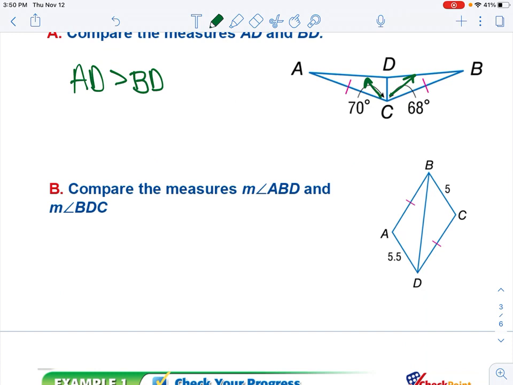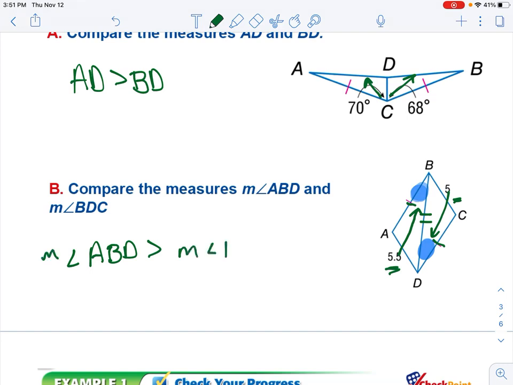We can also talk about it backwards with the converse idea. Compare the measures of ABD, this angle, with the measures of BDC. Now notice, this is not saying that they're congruent. That's why I'm not marking it congruent, to say which angles they're talking about, because they're not congruent. We're just looking at those angles. So once again, we need to make sure we have an included angle between the congruent sides. So we are good to continue on. So now we look at the opposite side versus the opposite angle. And we notice that because this is 5.5 and this is 5, angle ABD must be greater than the measure of angle BDC.